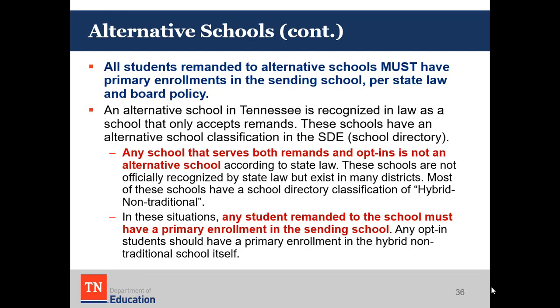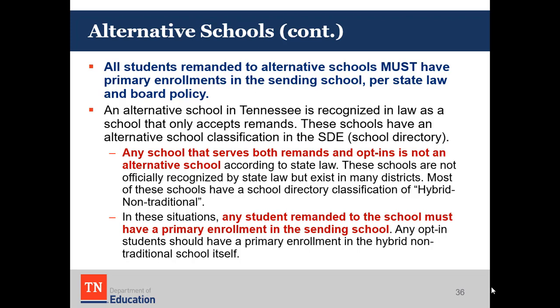All students remanded to alternative schools must have primary enrollments in the sending school per state law and state board policy. An alternative school in Tennessee is recognized in law as a school that only accepts remands. These schools have an alternative school classification in the school directory. Any school that serves both remands and opt-ins is not an alternative school according to state law.